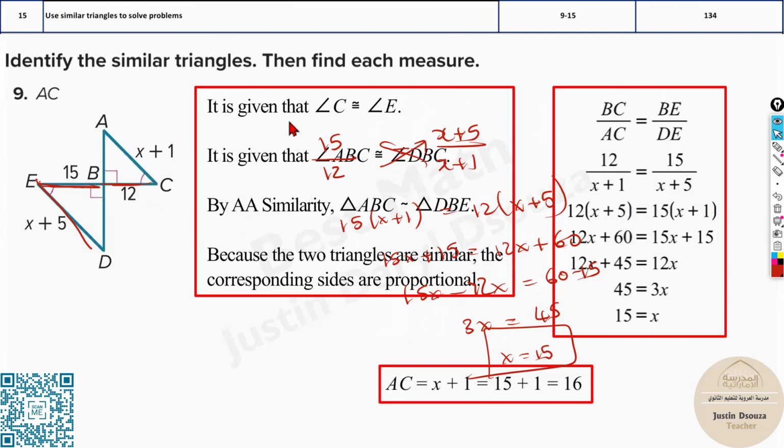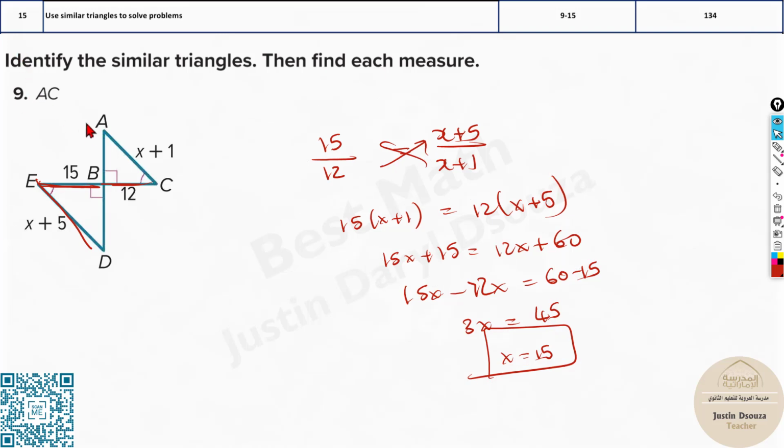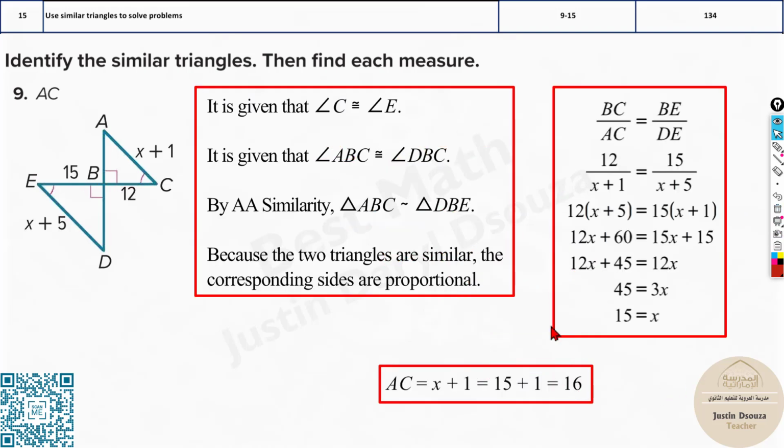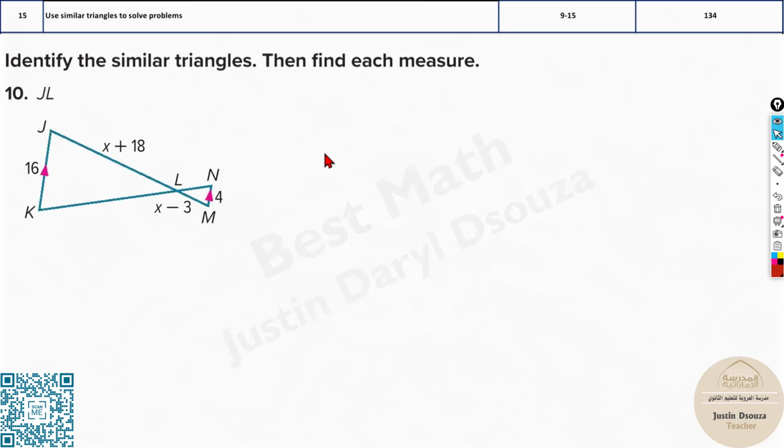And now I forgot to see the question. They have not told you to find the x value. They have told to find AC. It's x plus 1. 15 plus 1 is 16. So that is the correct answer, 16. Okay. Now what about JL? Now it's not x, it's JL. So you need to find whatever x is there plus 18.